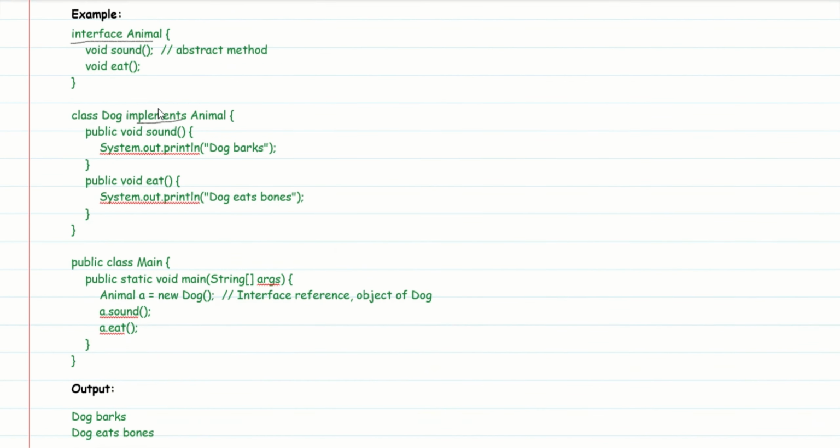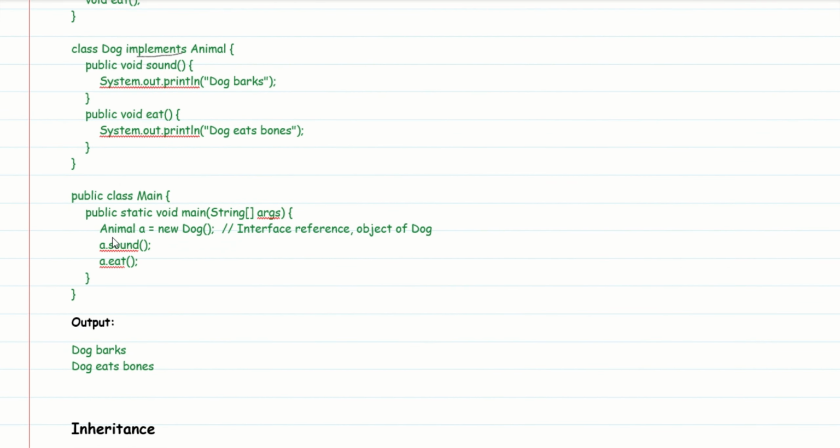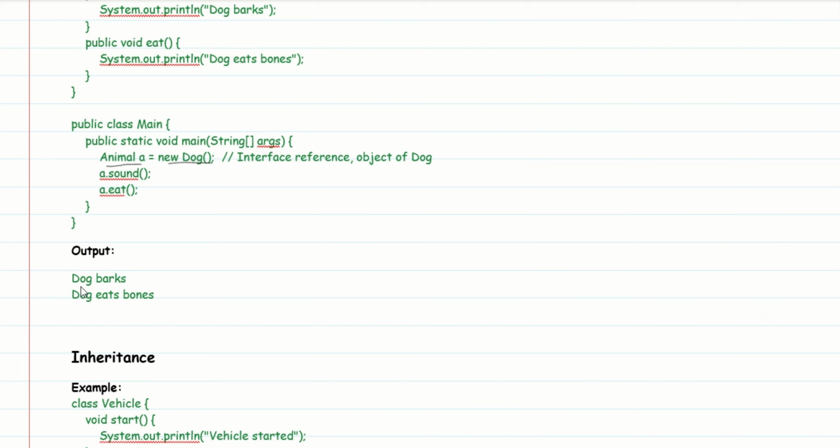Whenever I use this interface, I have a class called Dog, and I'm using the object to call the sound and eat methods, which will give an output of dog barks and dog eats bones. In the real world, we have interfaces such as List, Set and so on.